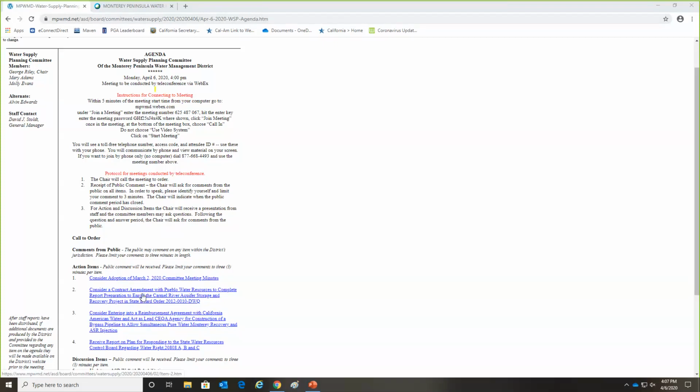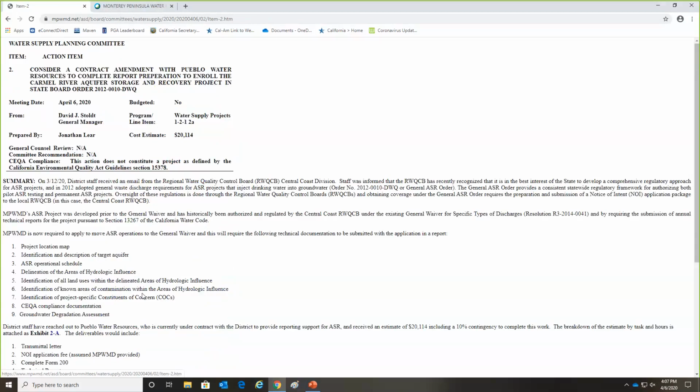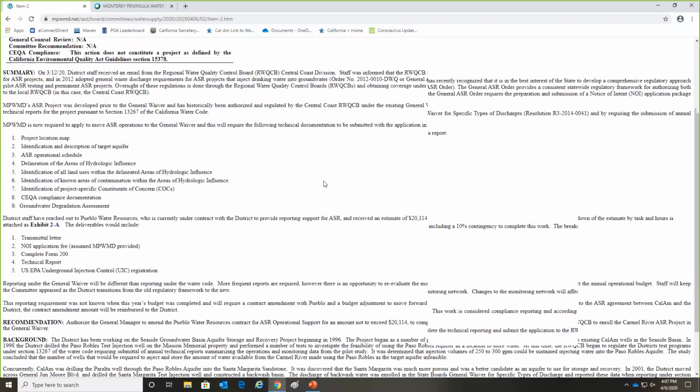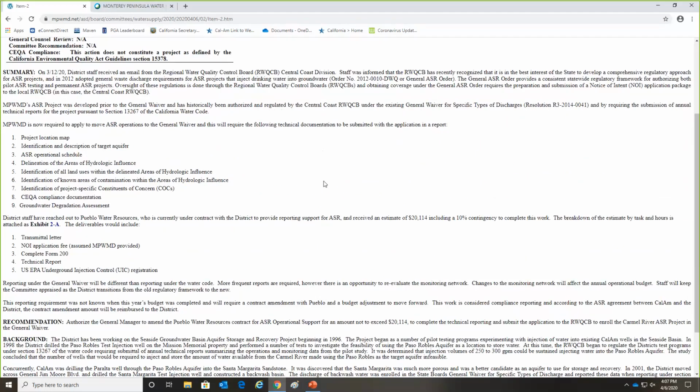Second item on the agenda is to consider a contract with Pueblo Water Resources to complete report preparation to enroll the Fall River Aquifer Storage Project in State Water 2012-001-6EWQ. An action item. Yes, can you go by the committee members?